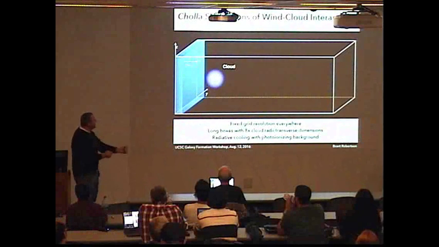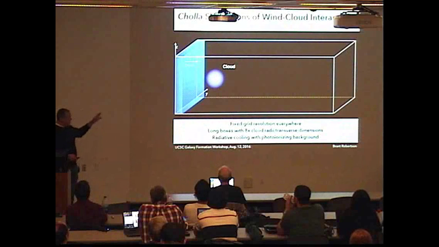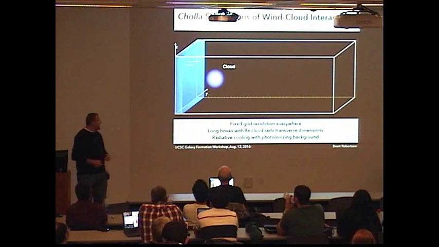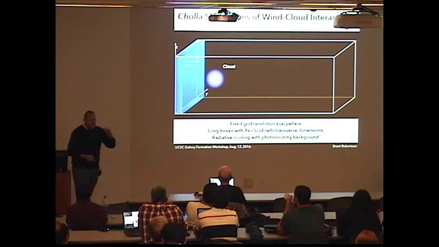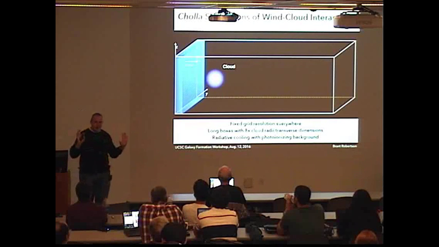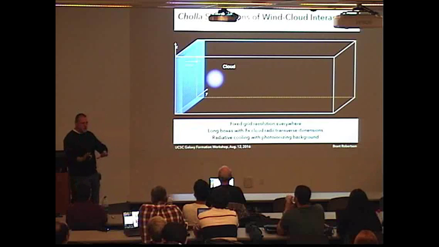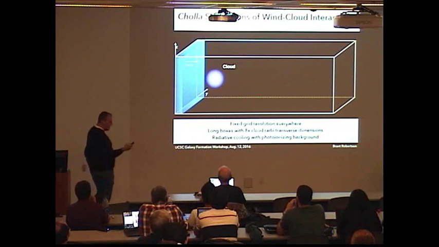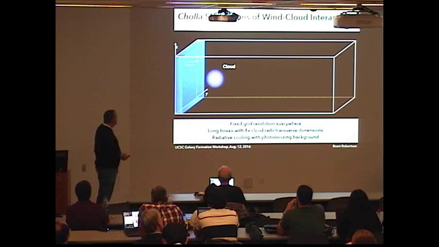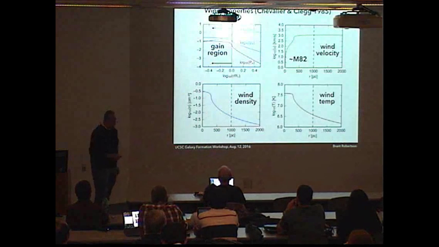So here's the simulation that we're going to be doing. These are the same kind of simulation I was talking about before. We're doing fixed grid resolution everywhere. So we reach the same resolutions other people are doing with AMR, but we get that resolution everywhere in the volume. We don't need any kind of refinement criteria. We resolve the low density stuff the same as the high density stuff. We use very long boxes so we can watch the stuff as it's stripped out, and we're including radiative cooling with a photoionizing background.